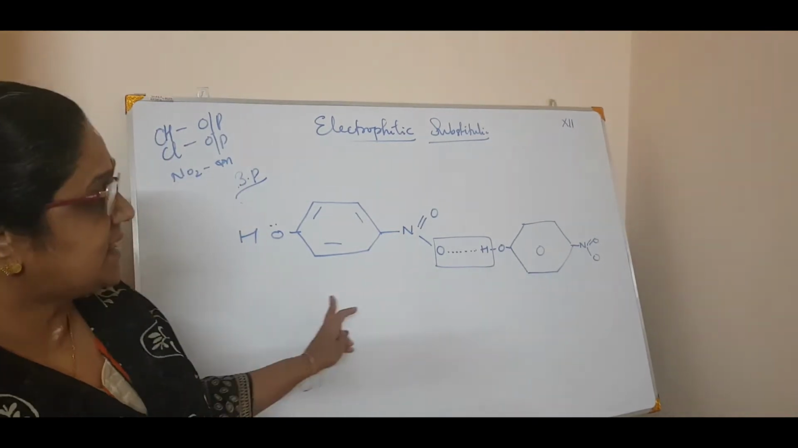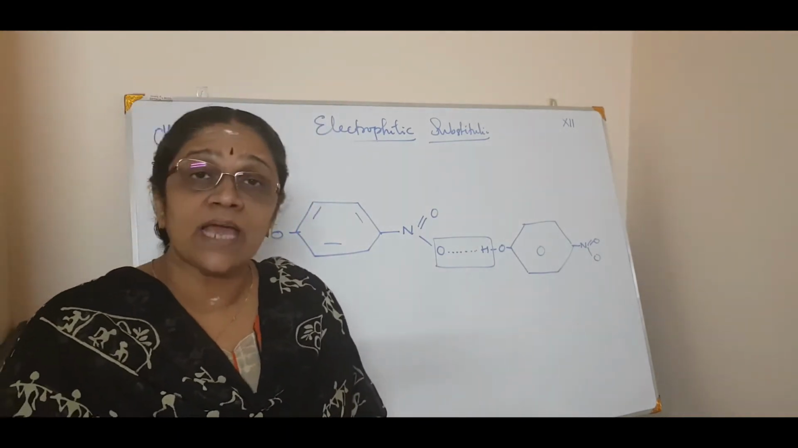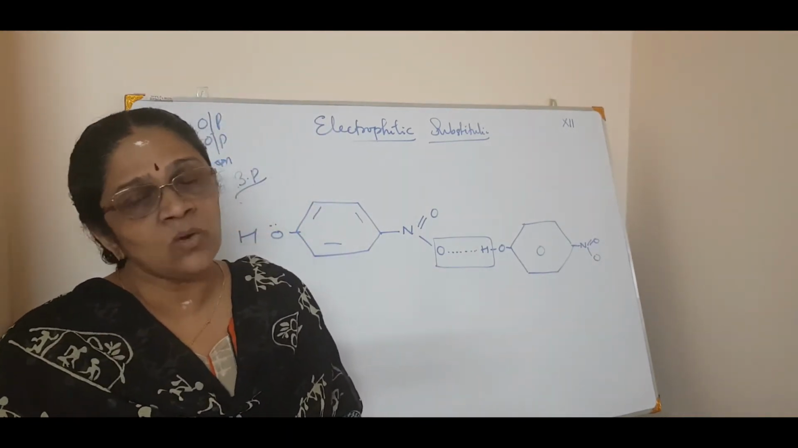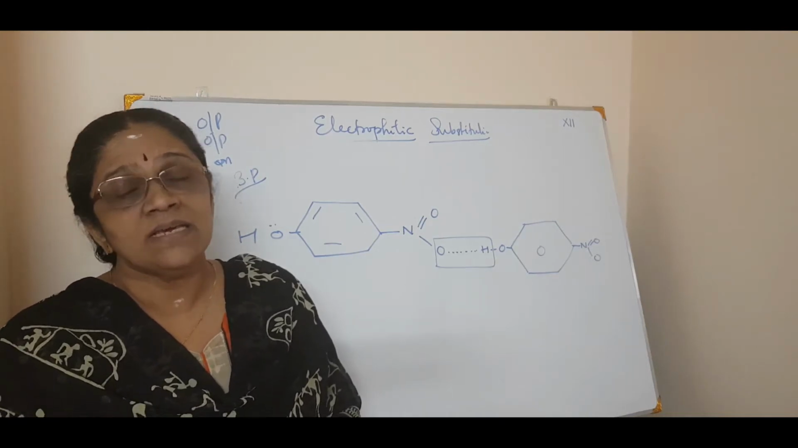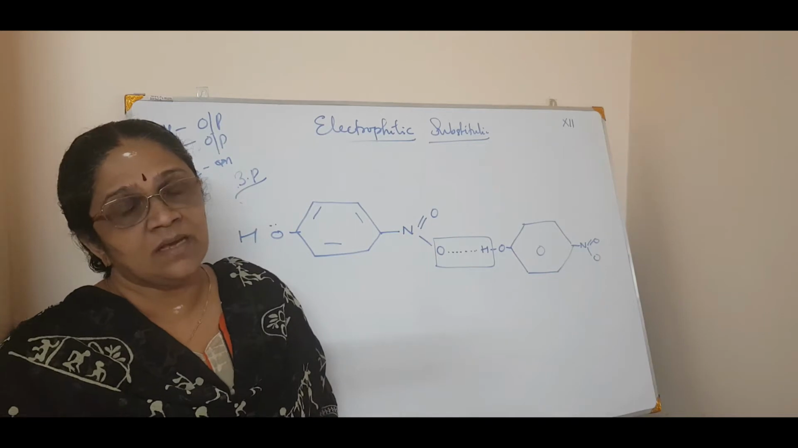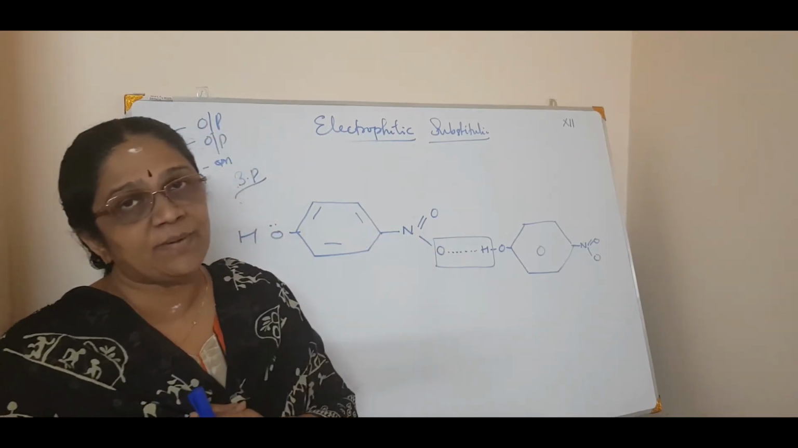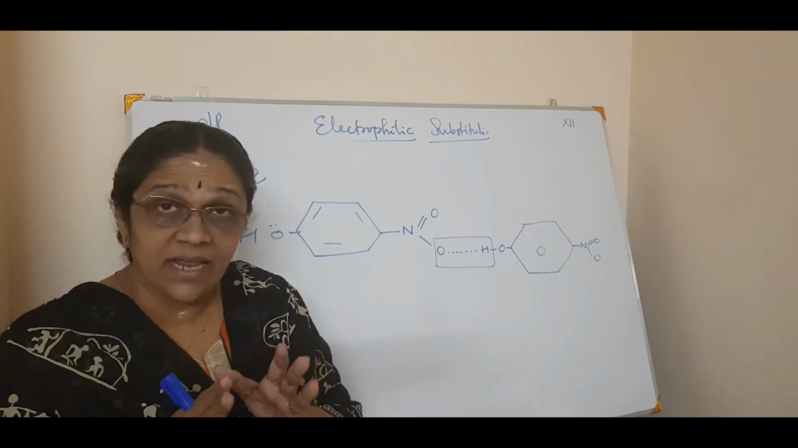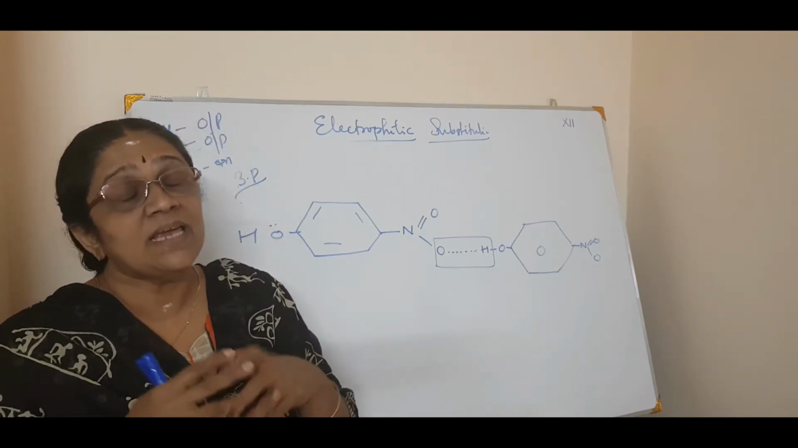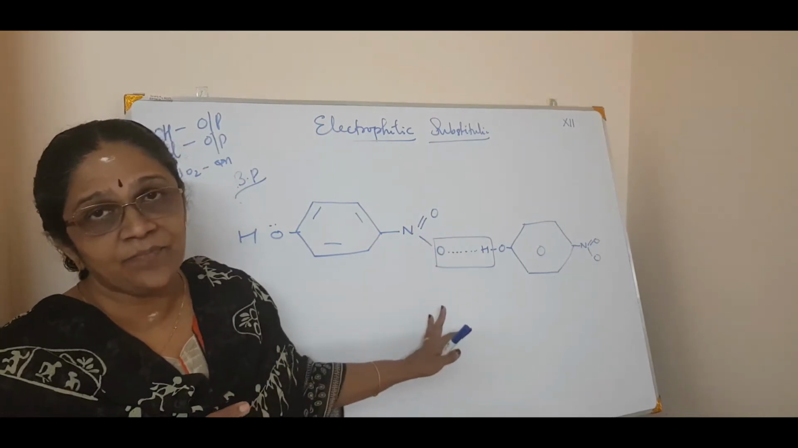So that is the reason behind it, but both can be separated. Ortho and para isomers can be easily separated by steam distillation. In ortho-nitrophenol, intramolecular hydrogen bonding happens, whereas in para-nitrophenol, intermolecular hydrogen bonding happens. So is it clear?